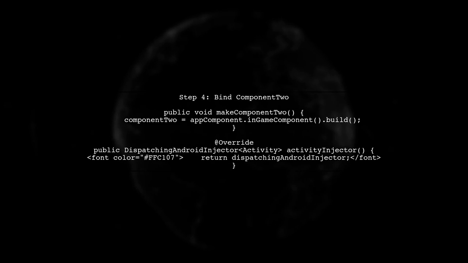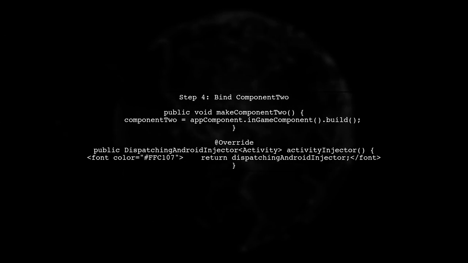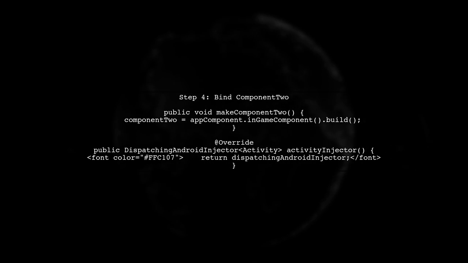Finally, ensure that when you create component 2, you also bind it to the dispatching injector in your application class. This will allow Dagger to find the injector factory for activity 2.